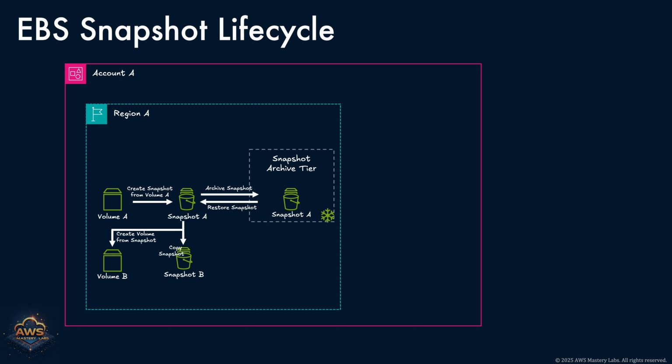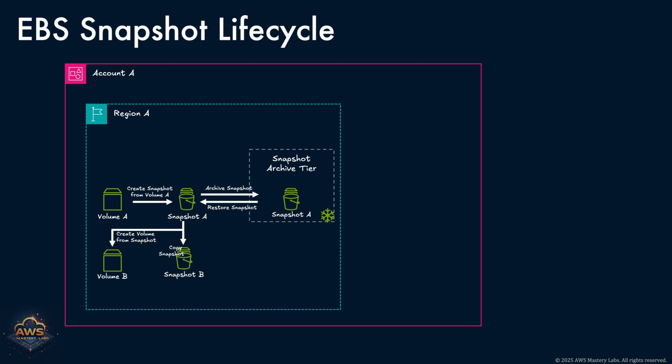When you move a snapshot to the archive tier, it's automatically converted into a full snapshot, independent of previous snapshots, which simplifies long-term storage and retrieval. The archived snapshot is stored in a lower-cost storage class, significantly reducing your ongoing storage costs for data that doesn't require frequent or immediate access.